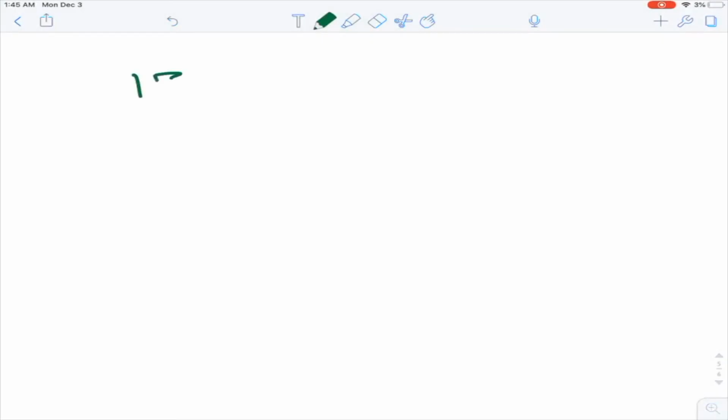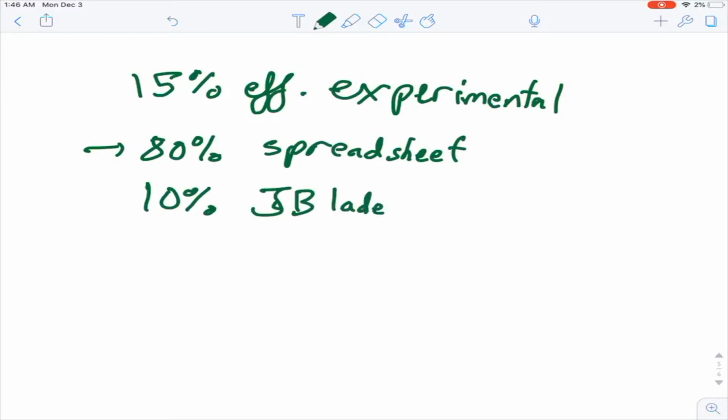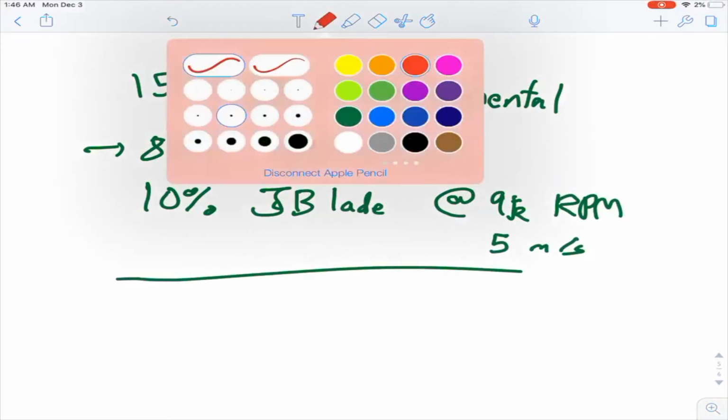So after doing the wind tunnel test, we got an experimental efficiency of about 15% at the efficiency test conditions, while we expected about 80% from our spreadsheet analysis, and J-Blade gave us about 10%.